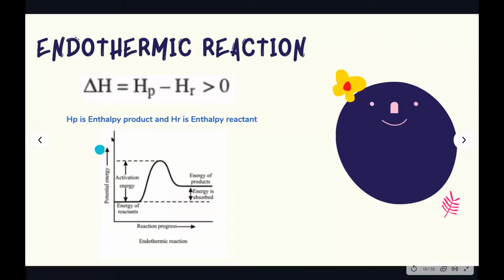This is the graph of an endothermic reaction. If we look at this graph, the energy of the product is greater than the energy of the reactant. The energy of the product has the symbol HP and the energy of the reactant is HR. Because the energy of the product is greater than HR, the result will be more than zero, or we can say it's positive.